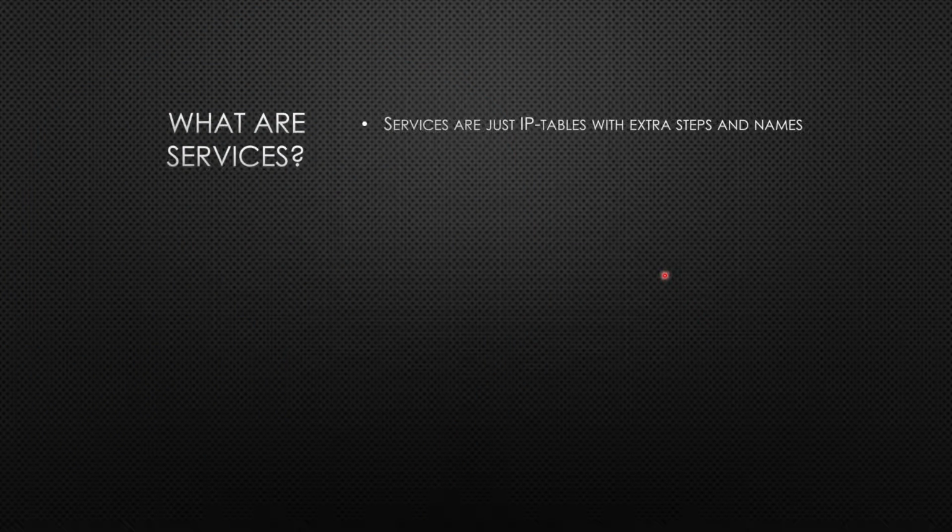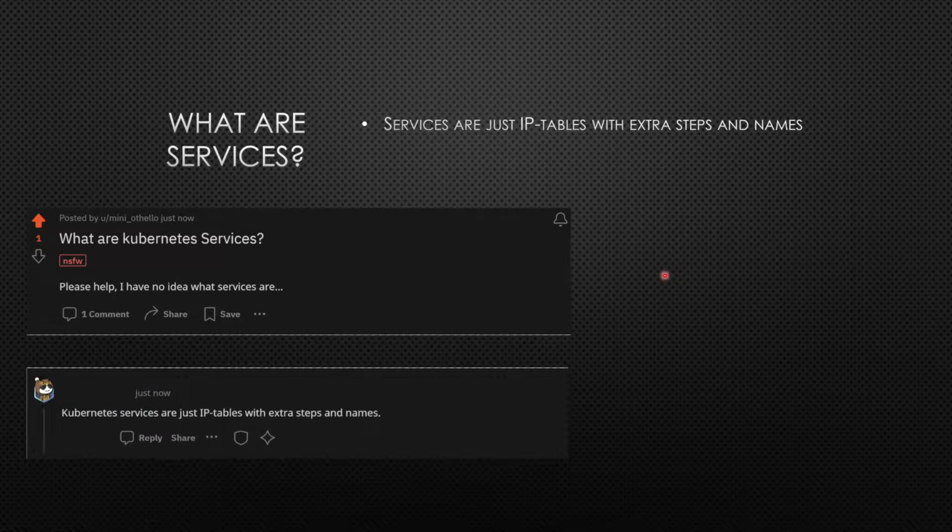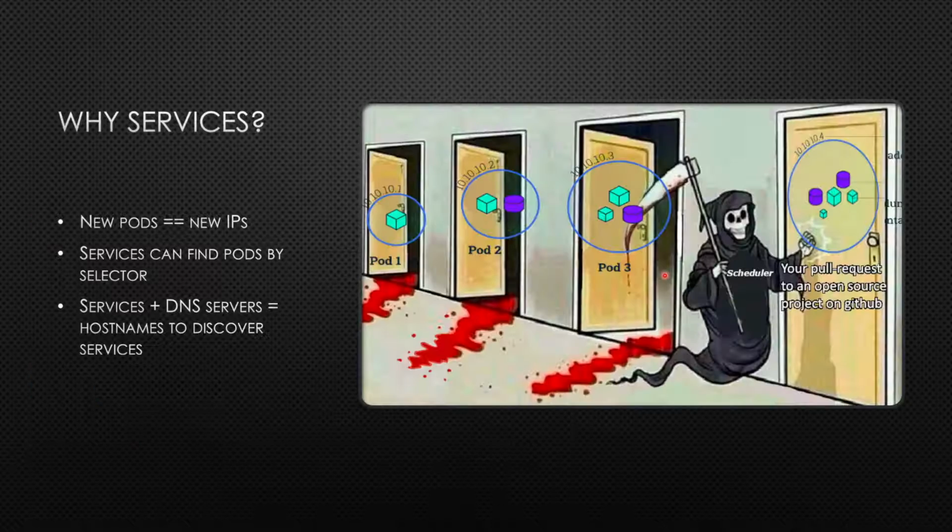So what are services? I asked on Reddit to find some help and explain to me what services are in Kubernetes, and apparently they're just IP tables with extra steps and names. You know you can always trust it if a guy on Reddit tells you, and especially if that's me.